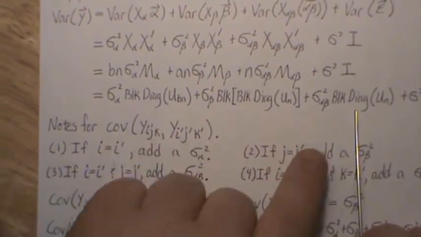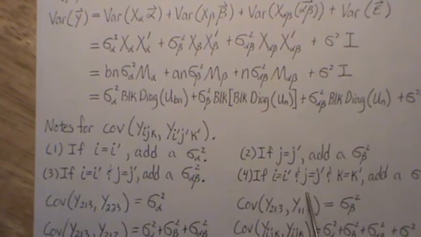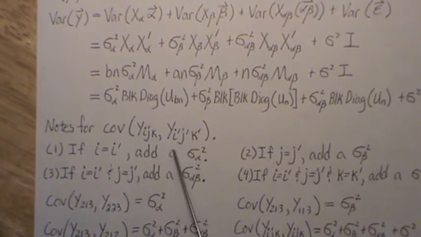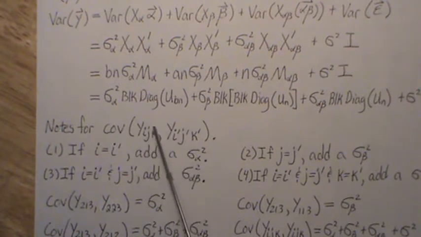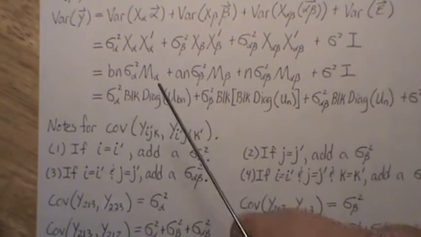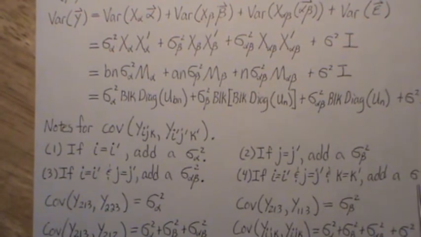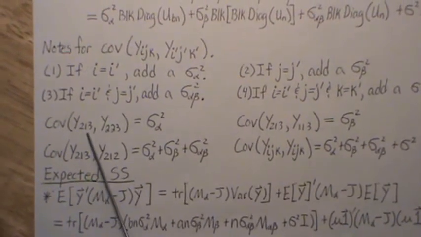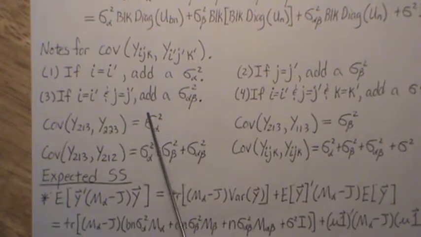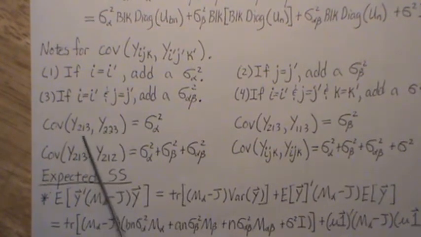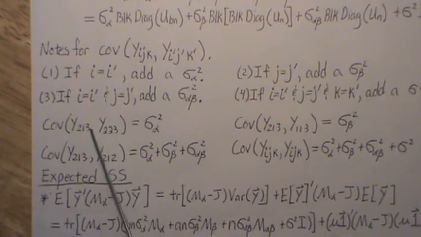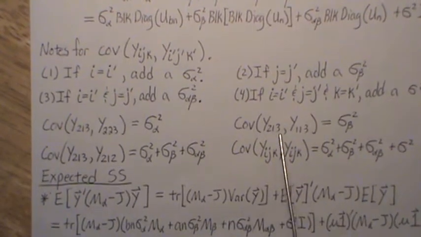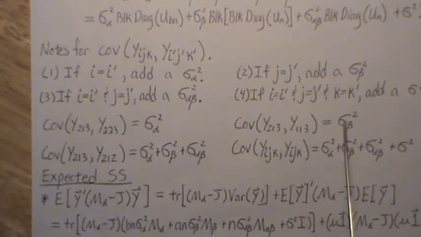Now if they all are equal, so i equals i prime, j equals j prime, and k equals k prime, so it's ijk, ijk, we're really dealing with a diagonal element. So we have to add a sigma to it. And so some quick examples, if we have the covariance between y213 and y223, then that's just sigma alpha squared, right? Because the i's are equal, nothing else is. The third component is, but in order to add a sigma, they all have to be equal. So 213 and 113, the j's are the same, so we're going to add a sigma beta squared.